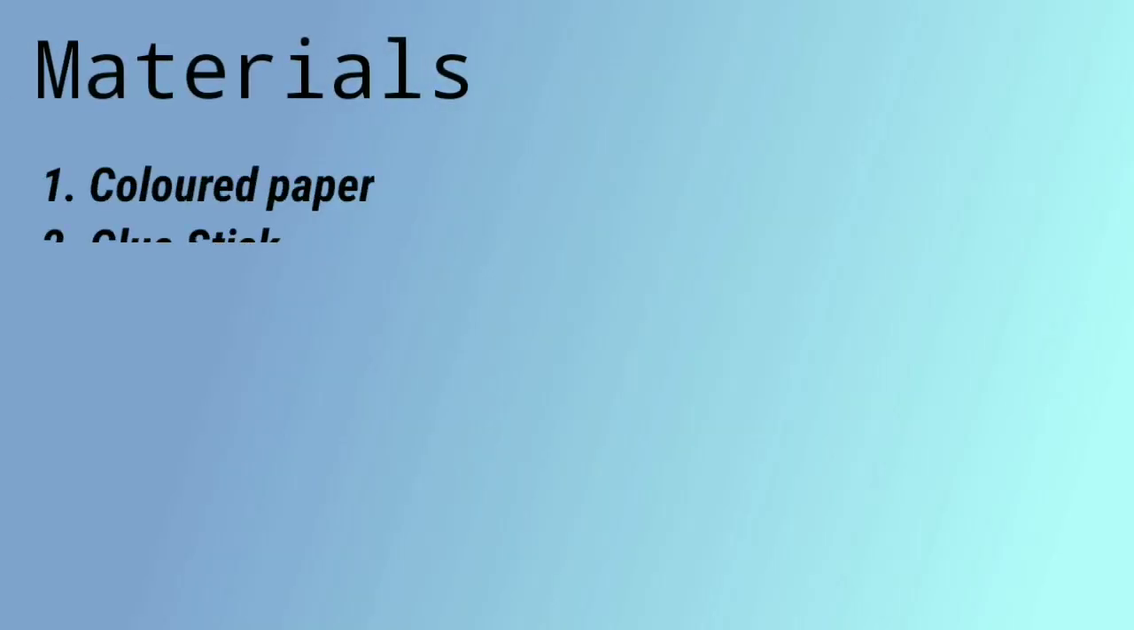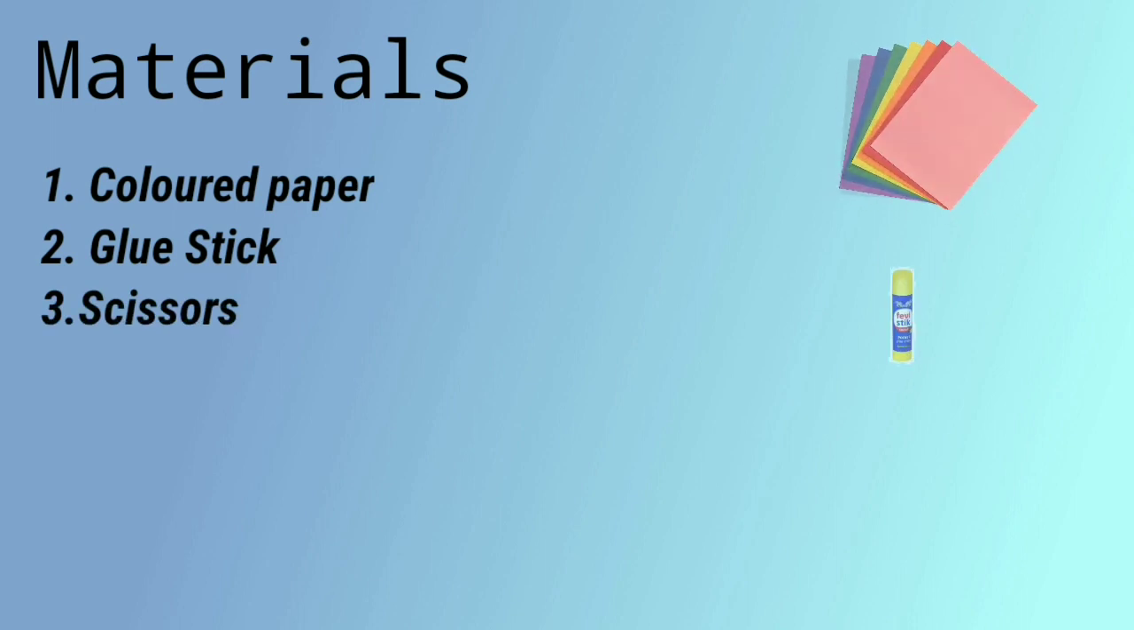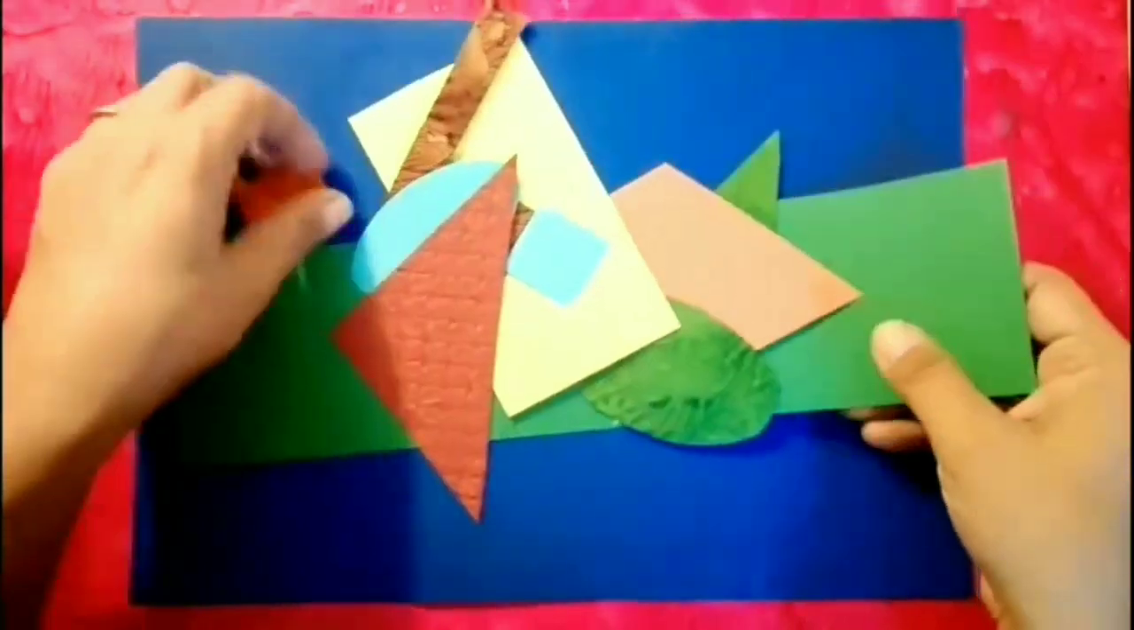Second topic is create a figure using 2D geometry shapes with cool and warm colored paper from lesson 9, shapes and pattern. Material you need for this topic are colored paper, glue, scissors.